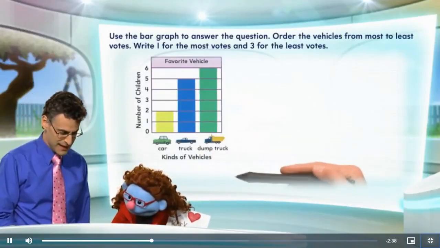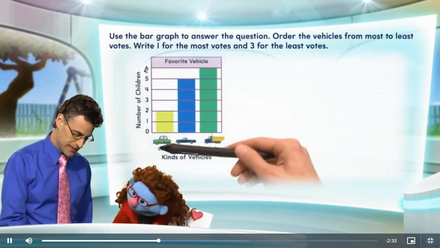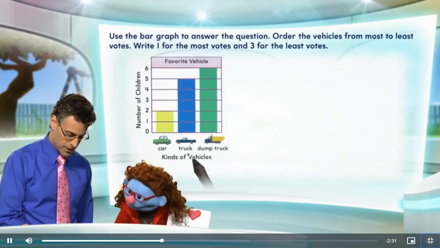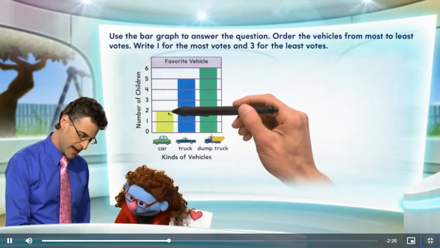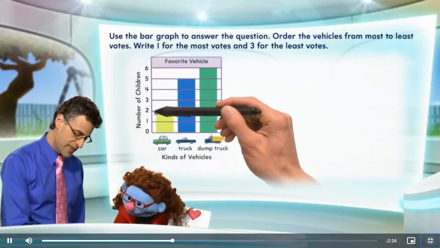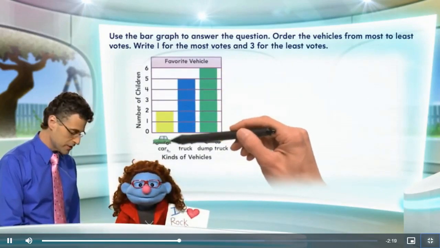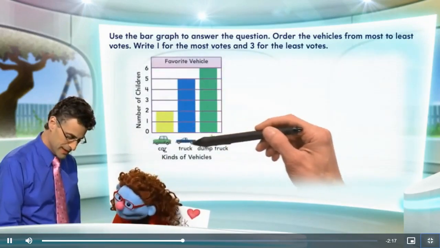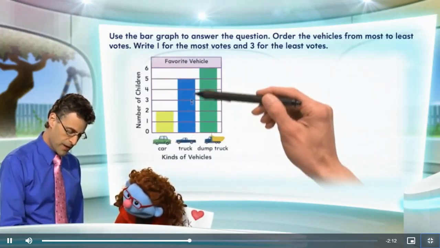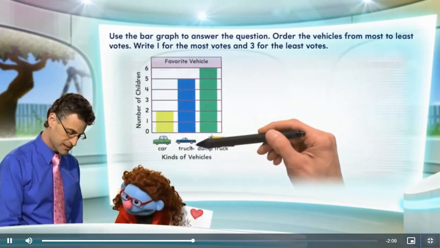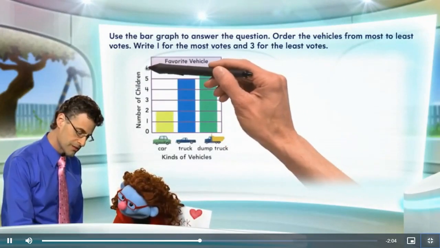So here's the bar graph, and we see the favorite vehicles. That's what we're going to be looking at. The number of children that picked each one of these: car, truck, or dump truck. And the way you read the bar graph is you see where the color ends, and the color ends at a number, and that represents, in this case 2, the number of children that actually pick the car as their favorite vehicle. And here with truck, you see that blue goes all the way up to 5, which means that 5 children actually pick the truck as their favorite. And then the dump truck, you can see, goes all the way up to the top there, which if you go over, you see represents 6.